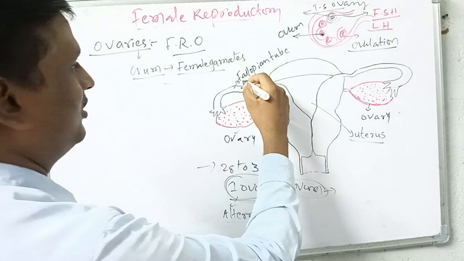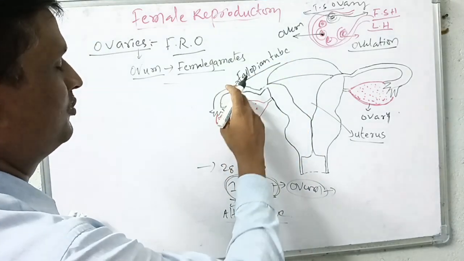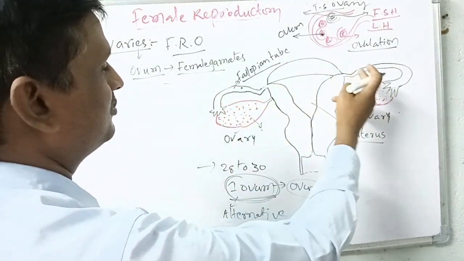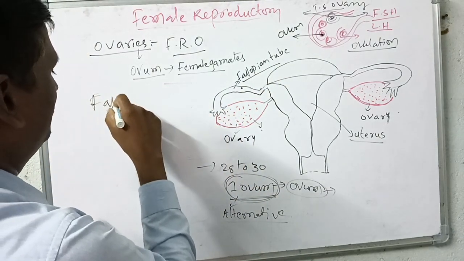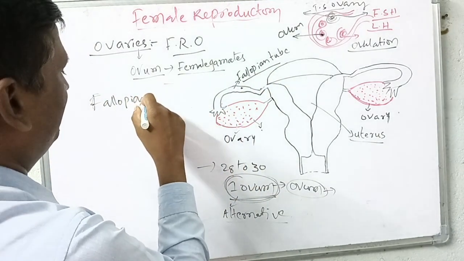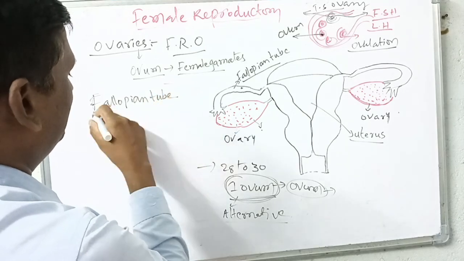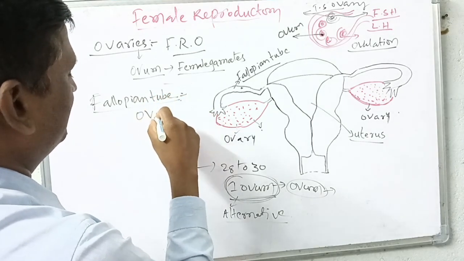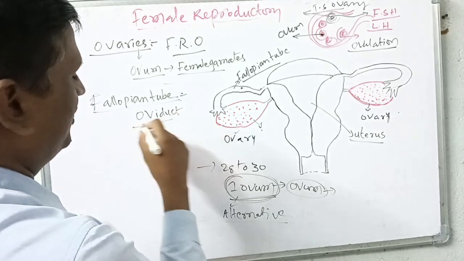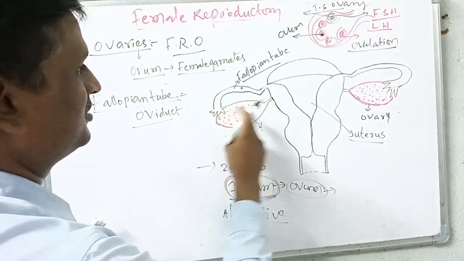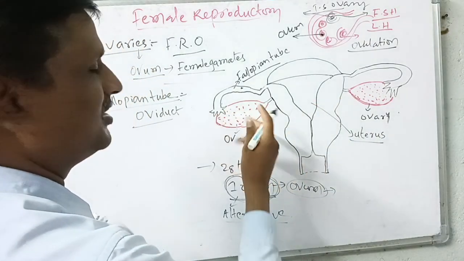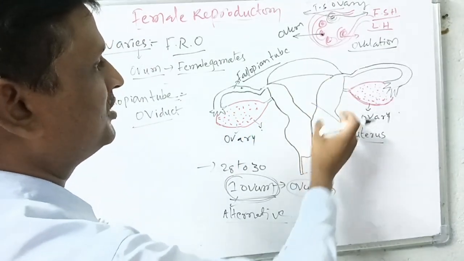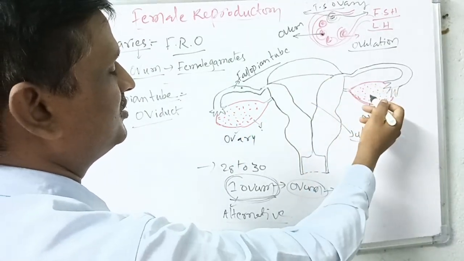Then the second one is the fallopian tube. See, this is the fallopian tube. This fallopian tube is also called oviduct. Second one is fallopian tube. See here, the fallopian tube is also otherwise called oviduct. This fallopian tube has finger-like projections in the anterior part. See these finger-like projections, they are useful for the collection of ovum when the ovum is released from the ovary. Suppose see here, this is the ovary.